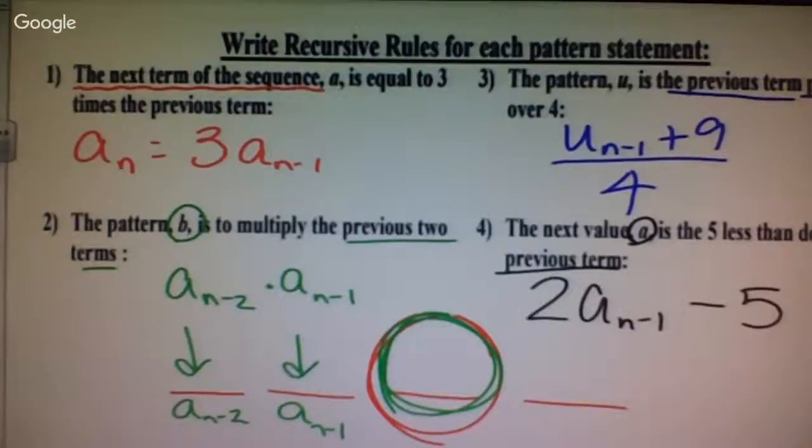You have got to watch the words. 5 less than double the previous term. Remember, you should always multiply before you subtract. It's going to be the unit.